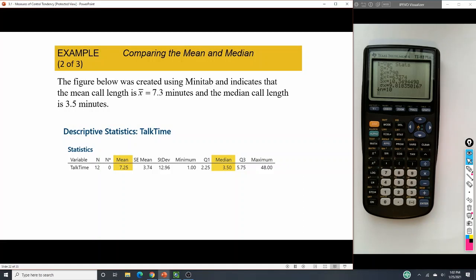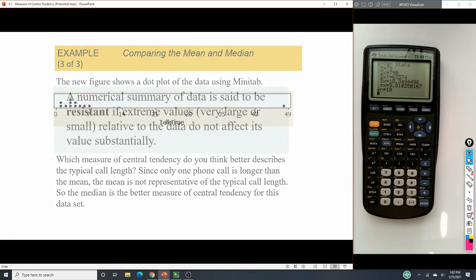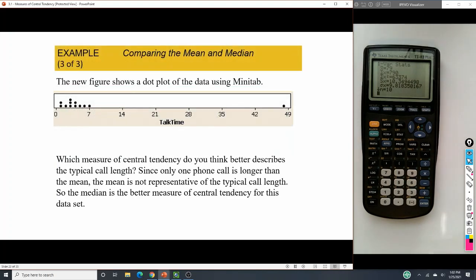And so we can see here that the mean was at 7.25. But when we look here, 7.25 is over here in the middle, or after the 7, and that doesn't represent the middle of my data. So that means that it's not resistant. However, our median was 3 point something, which does make sense. It's toward the middle of our data here with those, okay?